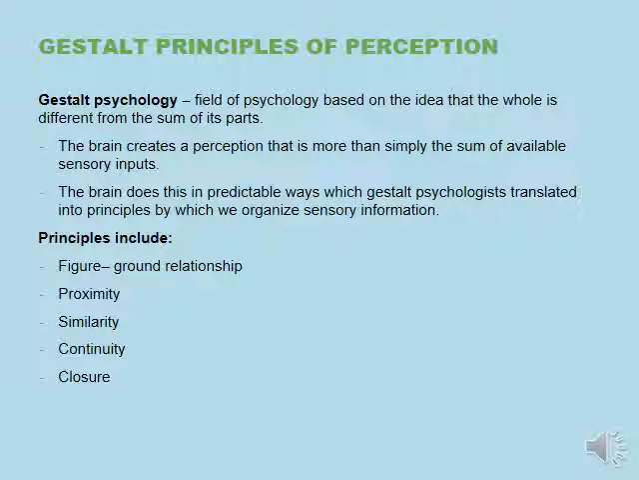So now, Gestalt principles of perception. Within Gestalt psychology, the field of psychology based on the idea that the whole is different from the sum of its parts, the brain creates a perception that is more than simply the sum of available sensory inputs. The brain does this in predictable ways, which Gestalt psychologists translate into principles by which we organize sensory information. The principles include figure-ground relationship, proximity, similarity, continuity, and closure.